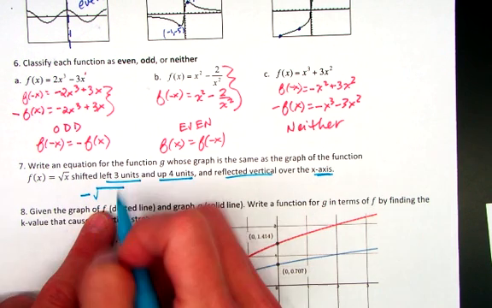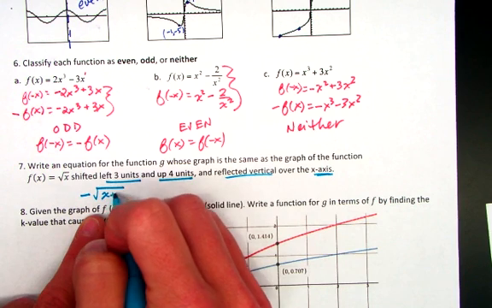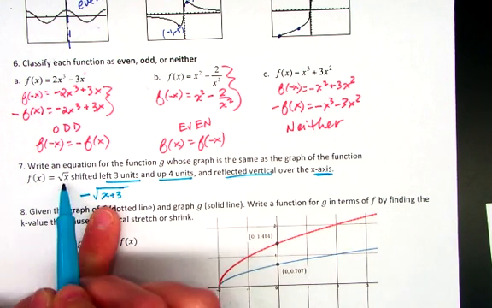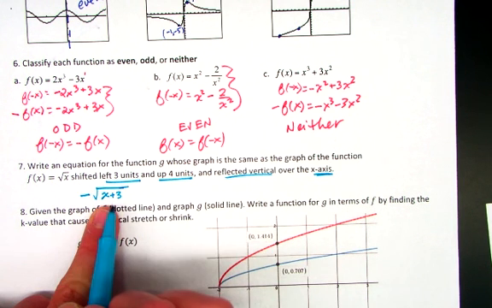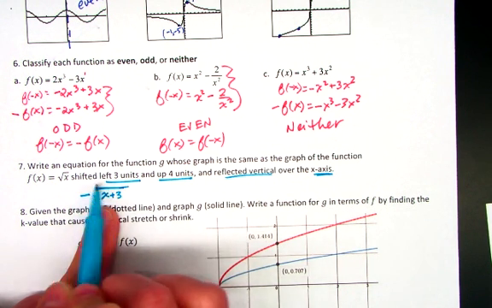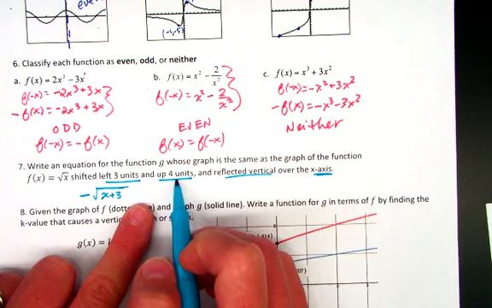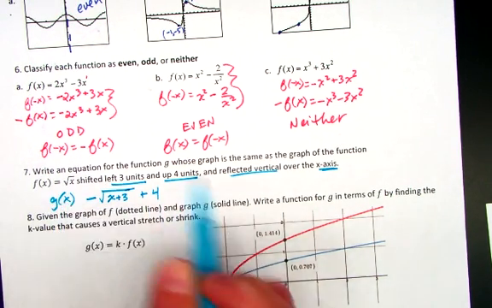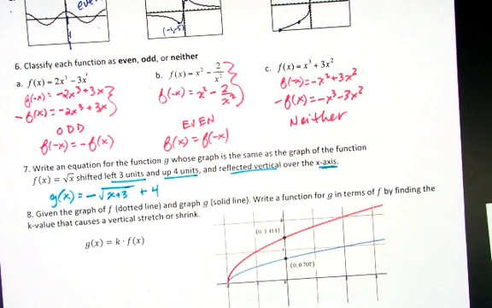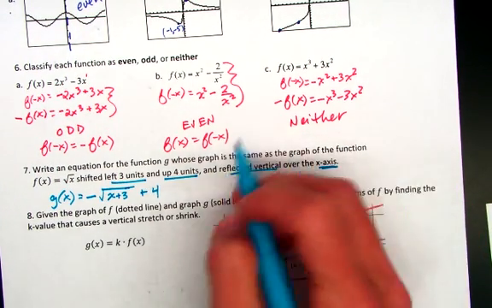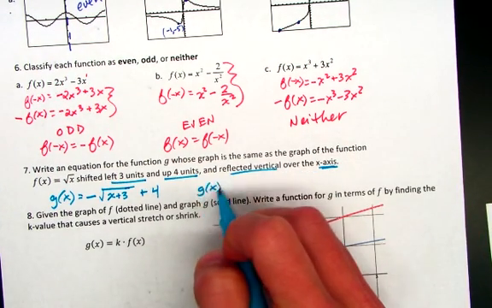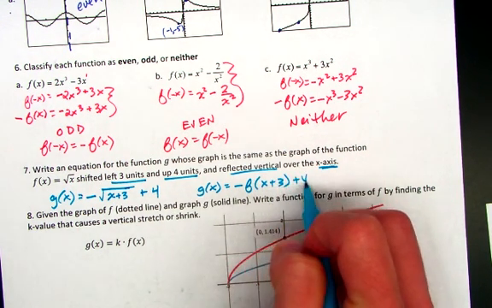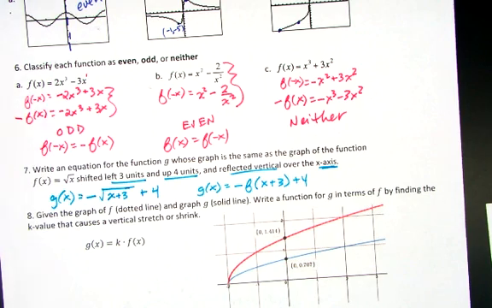To go left 3 units, that's going to be x plus 3, and that's going to be inside my square root function. So that's going to be my input. Remember, the inside, the input value, is going to be opposite of what you think it's going to be. And then up 4 is going to be on the outside of the function. So this is g of x, and that will get you there. Another way we could have written this is g of x equals the opposite of f of x plus 3, plus 4.